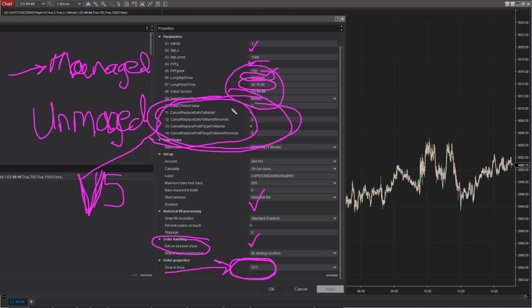Adding the cancel and replace. Version 2, we added the ability, data 2 symbol, to trade the micros against the E-minis. And so you can compare the micros to the E-minis for the back test or in real time. And so those are the updates.